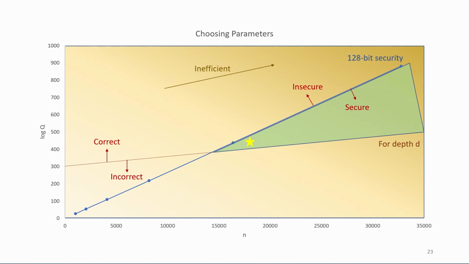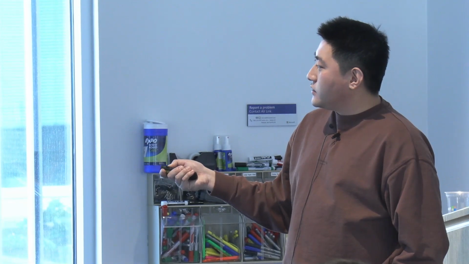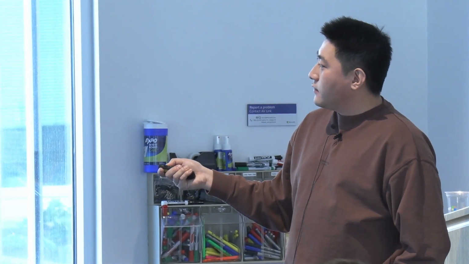You are looking for parameters from this triangle. And usually, when Q and N get larger, the program gets more inefficient. So this is the optimal choice. According to the questions, you will probably start with a Q here, and it turns out it's not correct. You increase Q to something here, it turns out it's correct, but there's space to reduce it. Then you reduce Q to somewhere here, using the same N. Then you get the optimal parameters.